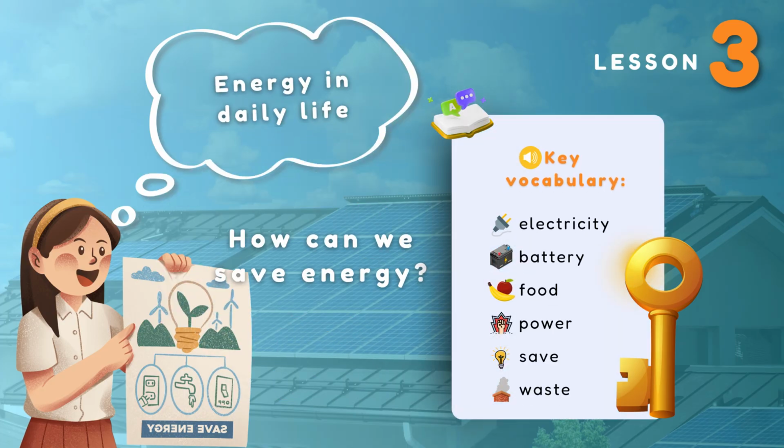Lesson 3. In this lesson, we will ask ourselves the following questions. Energy in daily life. How can we save energy? Memorize these words. Key vocabulary: electricity, battery, food, power, save, waste.